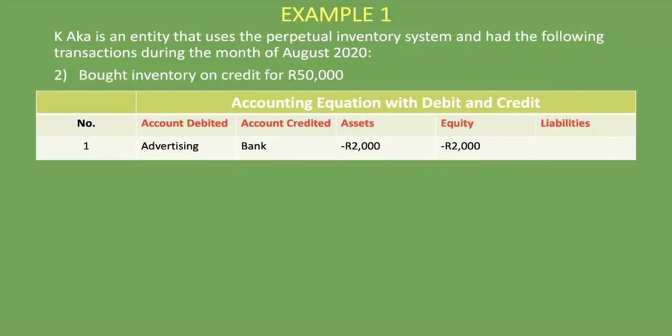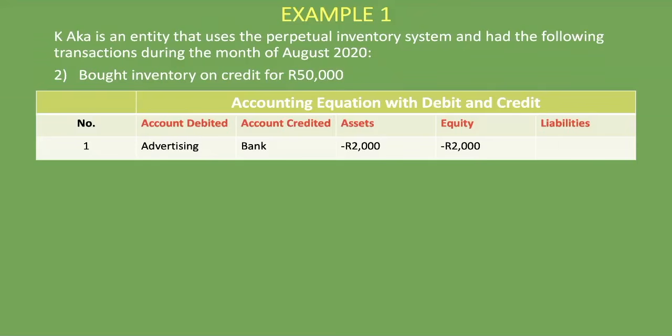Here we are told we bought inventory on credit for 50,000 rand. Now, like I mentioned, any movement in inventory, whether we bought or we sold, we will record it based on the inventory system that the company is using, and we're told it's using the perpetual inventory system. So I hope you are able to check those lessons that I'm referring to in the link in the description below, which will help you thoroughly understand the perpetual inventory system and the periodic inventory system. We showed everything on those systems and how to do the transactions on them, so you can check them out. But here we'll briefly go through it.